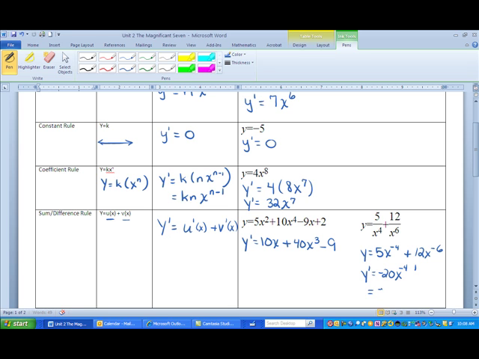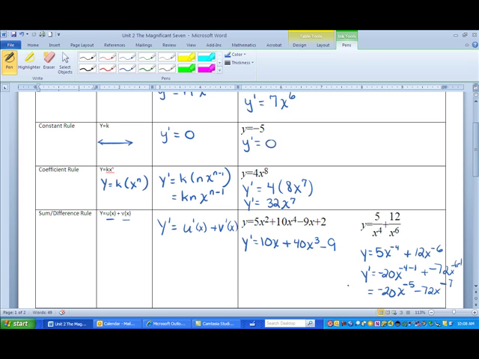And so this would be negative 20x to the negative 5. So when you decrease by 1, it actually becomes negative 5. Likewise, we do 12 times negative 6 is negative 72. Decrease the power by 1, and I ran out of space there. And so that would give us minus 72x to the negative 7.